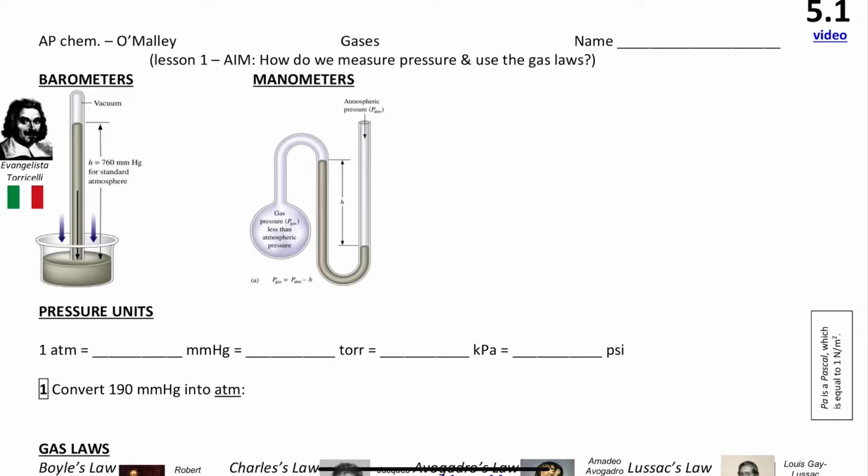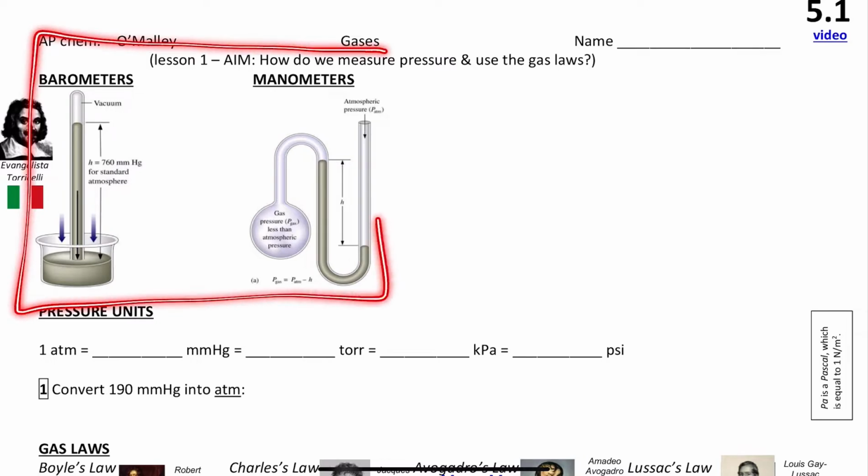Hey there, chemists. We are going to start talking about gases in this lesson. Today, we're just going to look at how pressure is measured and different units of pressure, and then how some of the properties of a sample of gas relate to one another, and close with some calculations using what's called the ideal gas law.